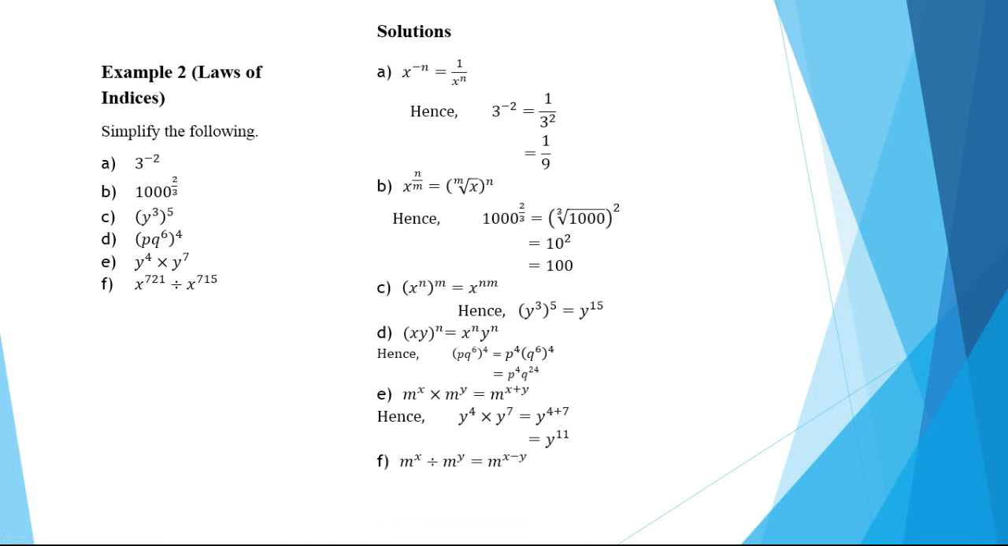And the last one is called the quotient rule. So it's the opposite of the product rule. Because it's divide, we'll just subtract. Instead of putting plus here, we'll put minus. So m^x divided by m^y is equal to m^(x-y). Hence, x^721 divided by x^715 is equal to x^(721-715), which is x^6.